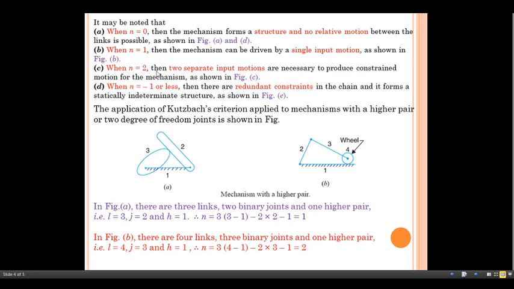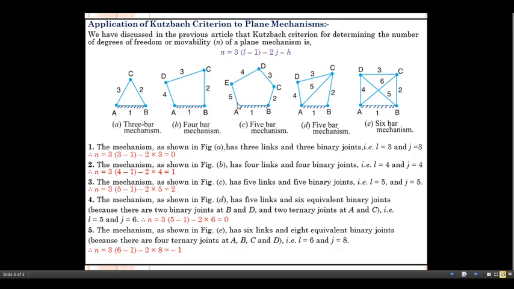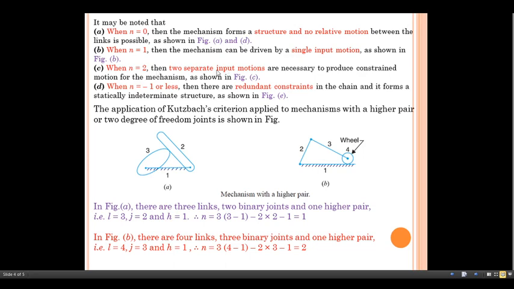Now when two separate input motions are required, here we require one input motion between link number 1 and link number 5. Similarly, we require another input motion here. So we require two separate input motions for this one. Then when n equals minus 1 or less, there are redundant constraints in the chain, and it forms a statically indeterminate structure. Whenever the value of n is less than 1, that forms a statically indeterminate structure.